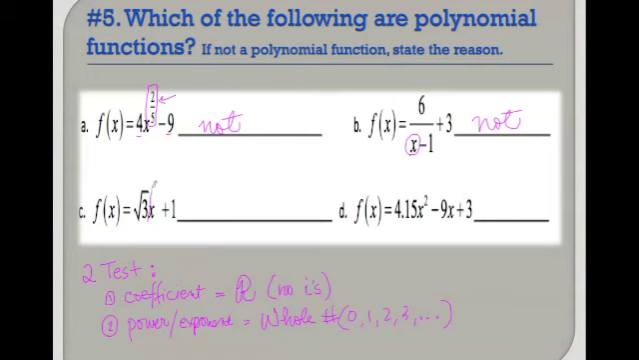C, although this is an irrational number, that's still okay. That's real, so that's okay. The 1 is okay. The x is not under the radical, so that's fine. So this one's yes. This one, here we have a decimal, which decimals are real numbers. 9 is a real number, 3 is a real number, and the squared is a whole number, so yes.